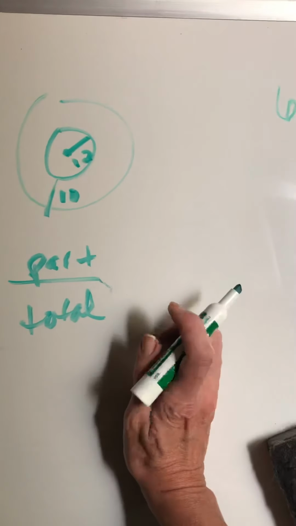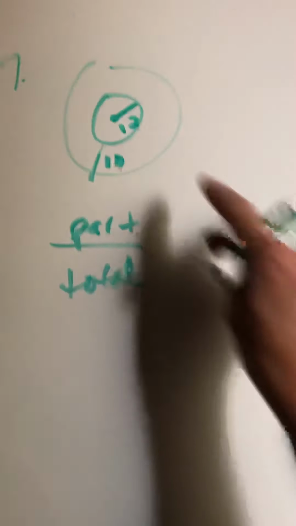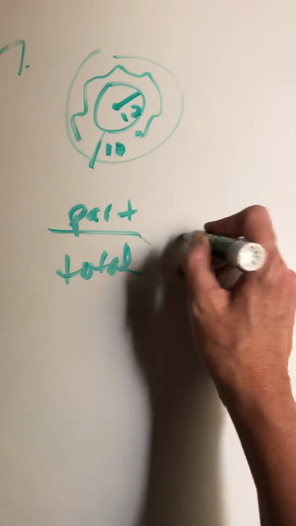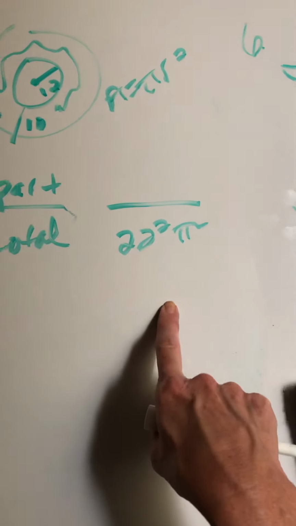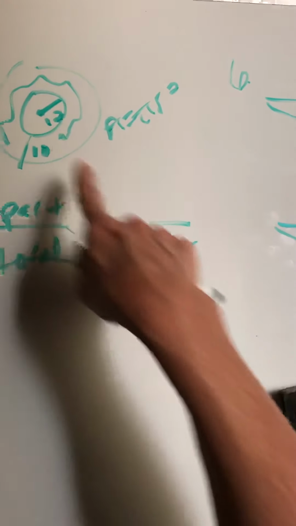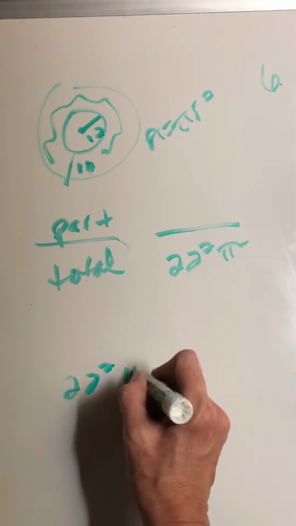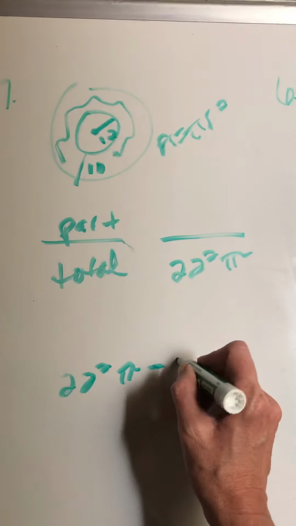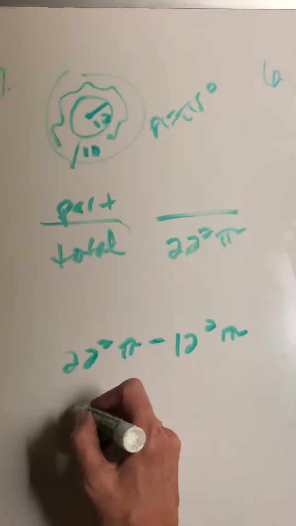So we want it to land on the shaded region. We need to find the total, which is pi r squared. The total would be 22 squared pi, because 10 plus 12 is 22. That's the total. Then the annulus, because that's where we want it to land, would be 22 squared pi minus 12 squared pi, because we've got to take that out for the annulus.